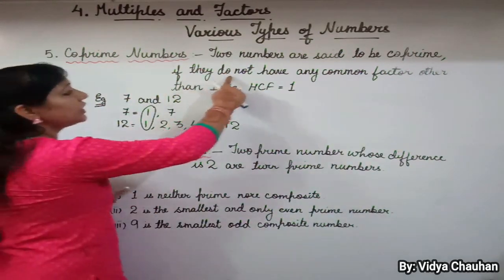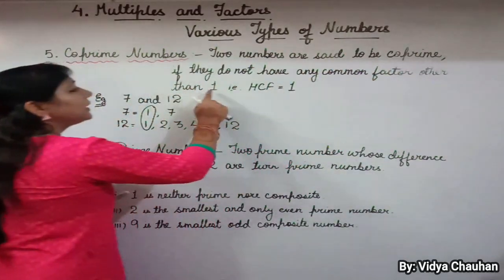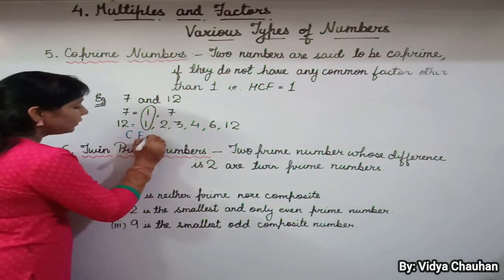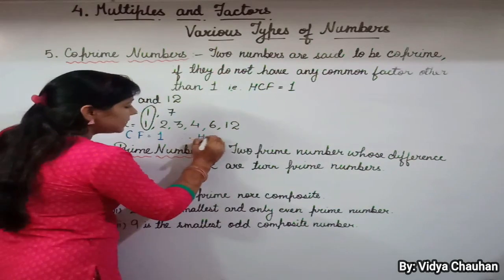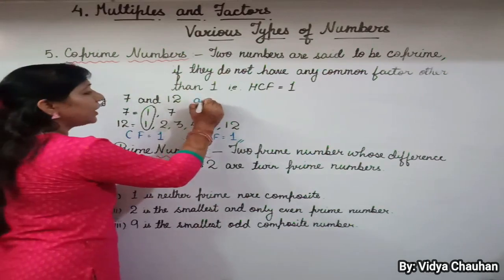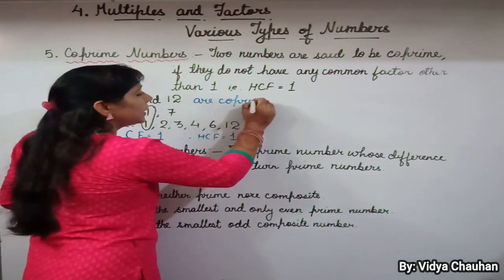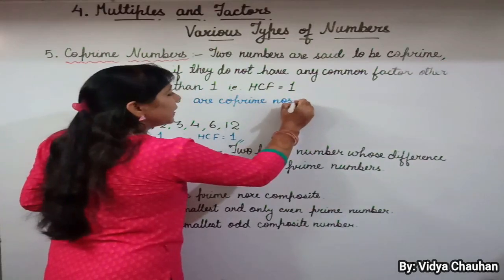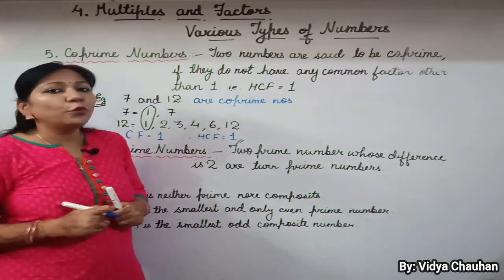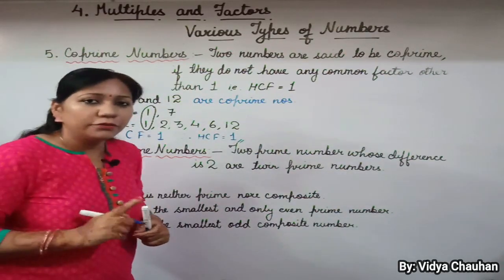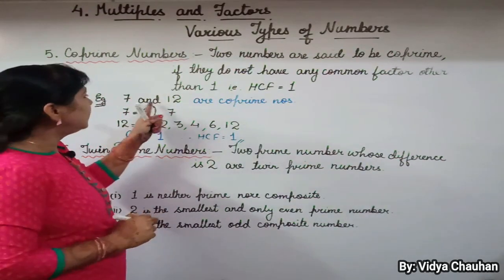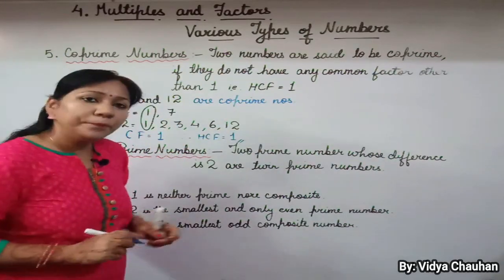So as per the definition, if they have only one common factor, that is 1, the HCF should be 1. So what is the common factor here? The common factor is 1. That means the HCF of these two numbers is also 1. So yes, 7 and 12 are co-prime numbers. Whenever there are two numbers and they have only 1 as a common factor, the numbers are said to be co-prime numbers.